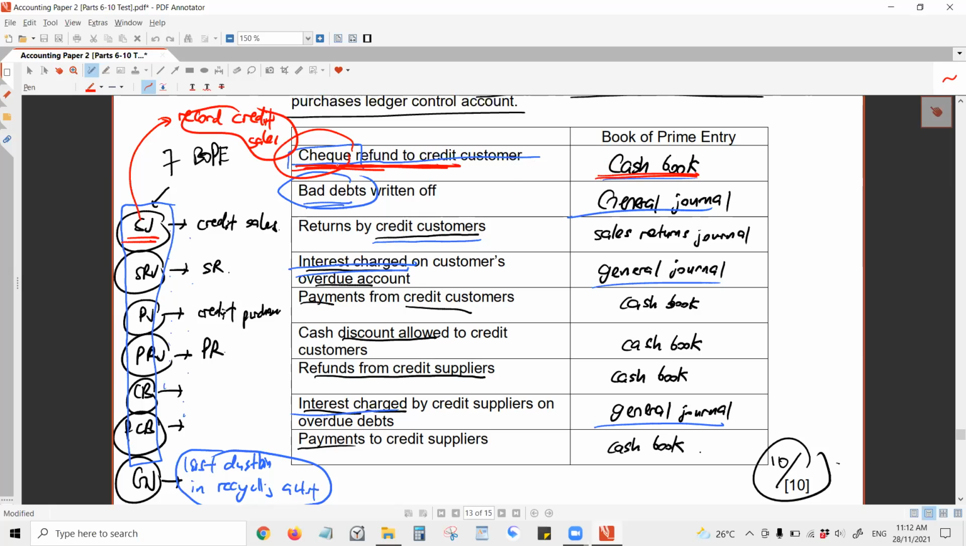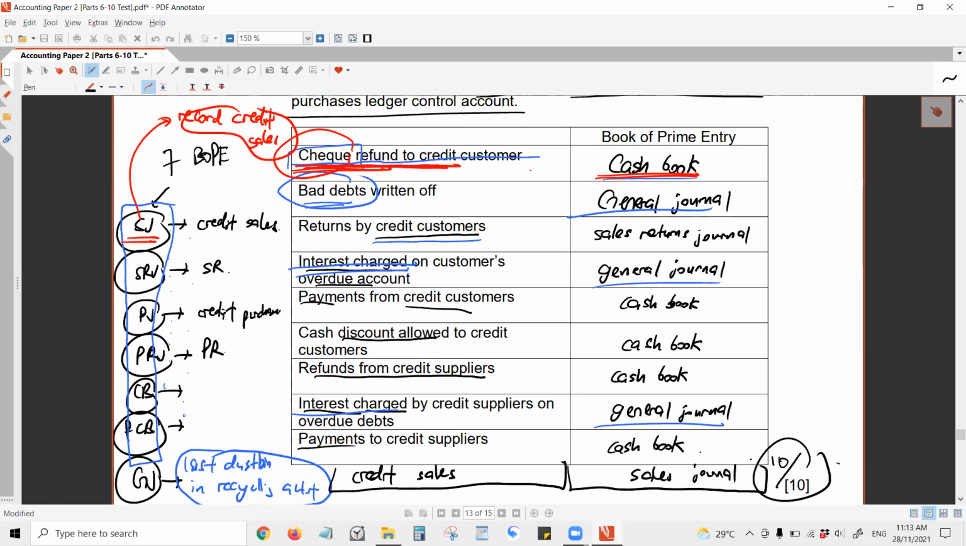You are not selling goods on credit here. Therefore, first one, cheque refund to credit customer. You are making payment to the customer. It comes from the cash book. Cash book is used to record receipt and payment of money. Let's say there's one more question here, and they ask you where you get the figure from for credit sales. Then sales journal. The number comes from sales journal.